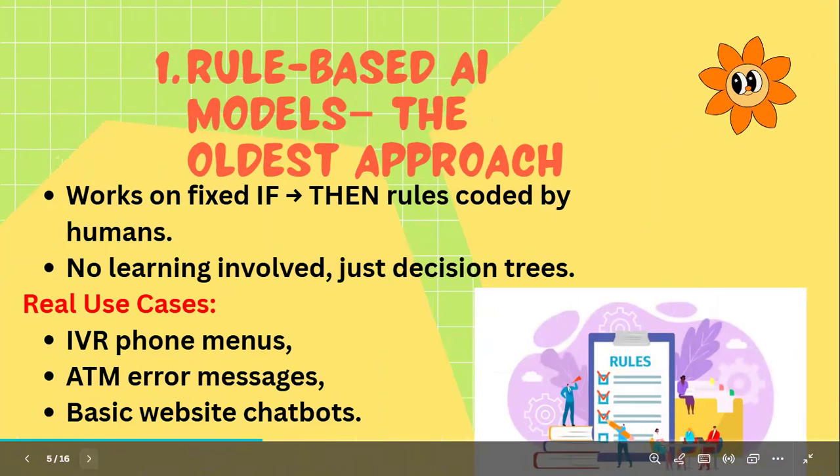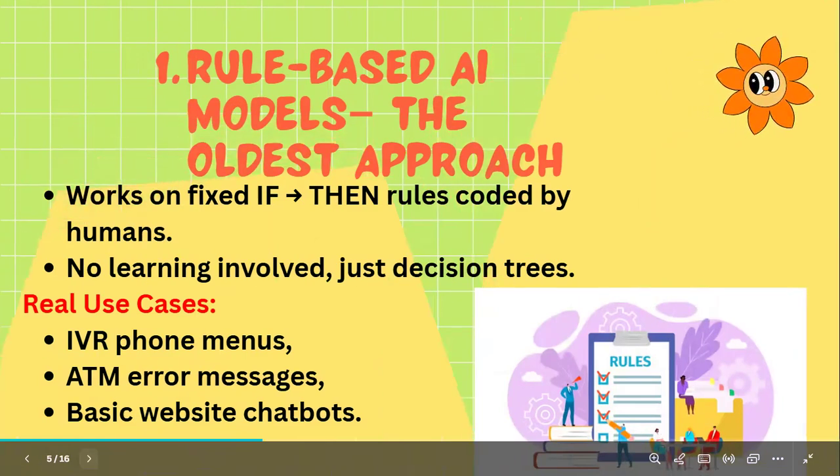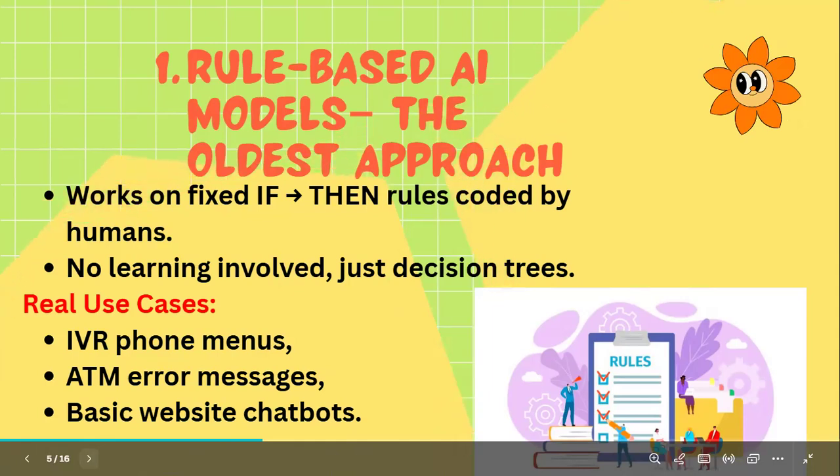First one is rule-based AI models. It's the oldest approach. It basically follows simple if-then rules that are manually coded by humans. It doesn't learn, it just follows the instructions. For example, decision trees. If the user asks, what is your opening time, then it will respond, we open at 9 a.m. So simple if-then rules. You simply ask a question and it will respond.